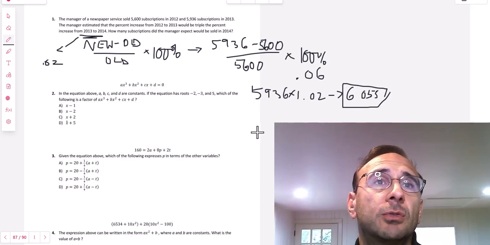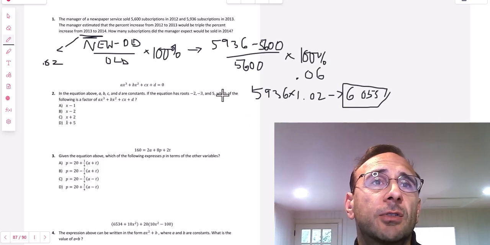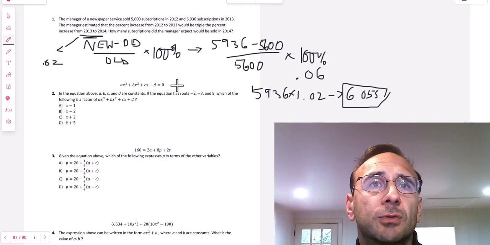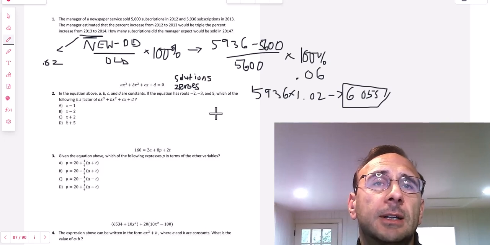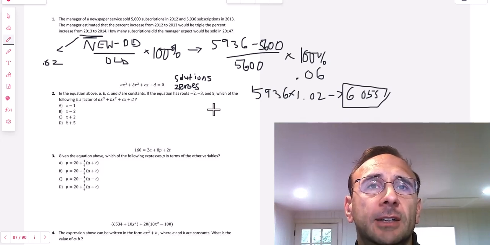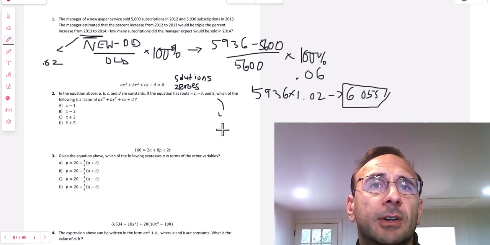Number 2, bunch of constants. Here are the roots. Which of the following is a factor? Above where it says roots, we might want to write zeros or even solutions. These are the 3 ways they could ask this. The roots, the solutions, and the zeros are all the same thing. Now, we're working backwards from the roots to the factors. Let's take 5 for example.